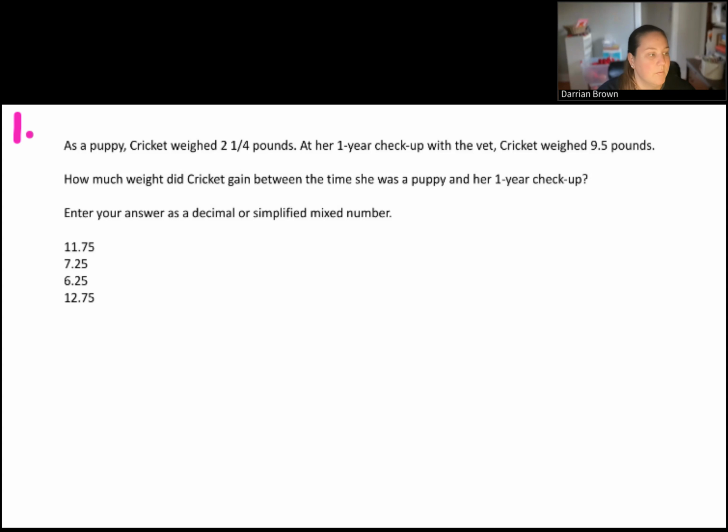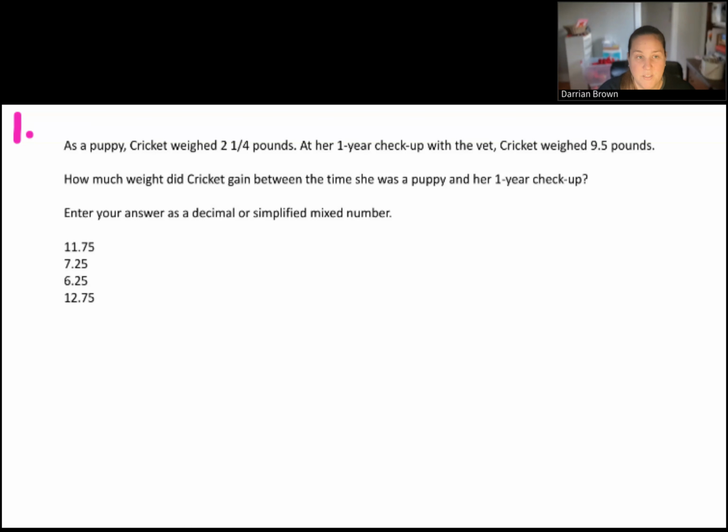All right, number 1 says, as a puppy, Cricket weighed 2 1/4 pounds. At her 1-year checkup with the vet, Cricket weighed 9.5 pounds. How much weight did Cricket gain between the time she was a puppy and her 1-year checkup? Enter your answer as a decimal or a simplified mixed number.